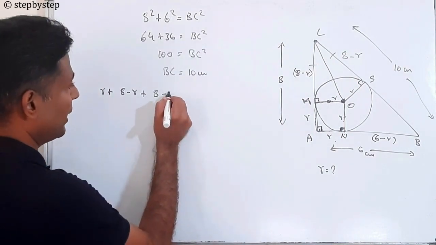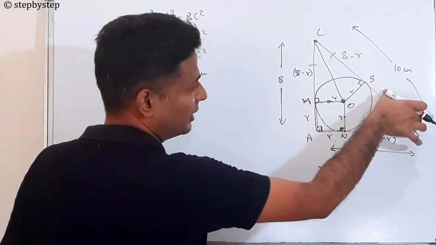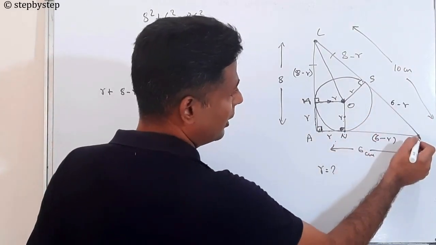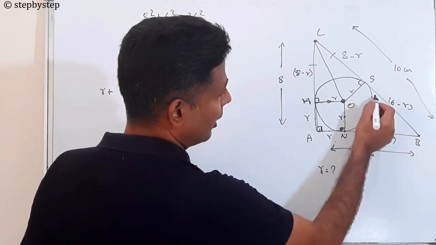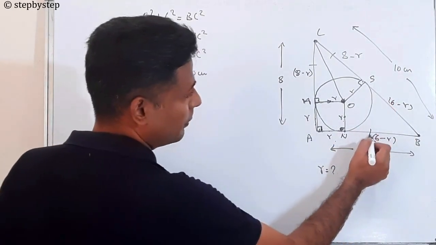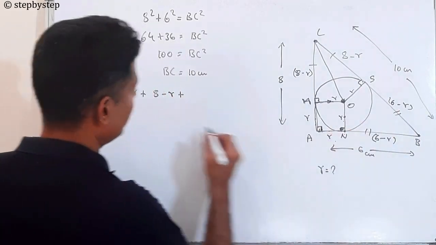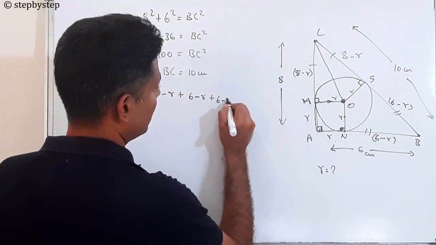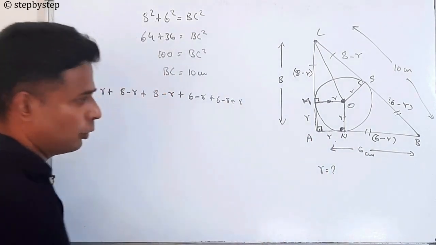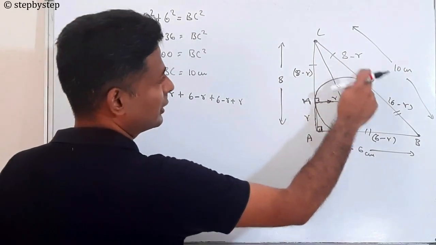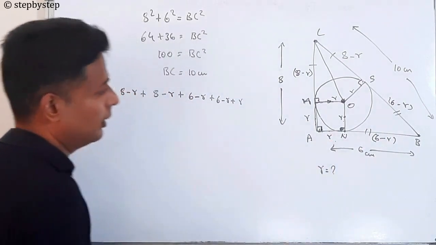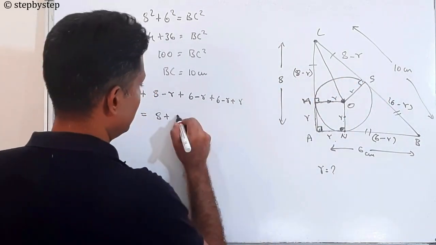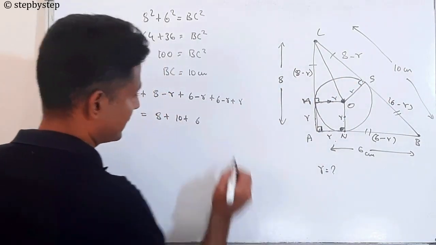So again plus 8 minus R plus, how much will this SB be? SB will also be equal to 6 minus R. Again tangents from a common external point. So this will be also equal to this. So we have plus 6 minus R plus this 6 minus R plus this R. So you understood what we have done. No, this plus this plus this plus this plus this plus this side will be equal to, we know all three sides. So 8 plus 10 plus 6.